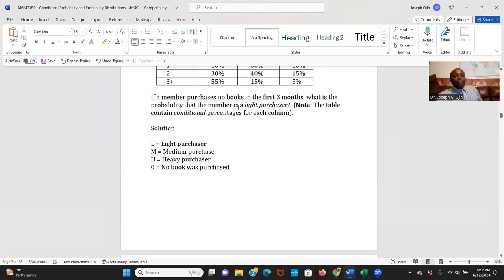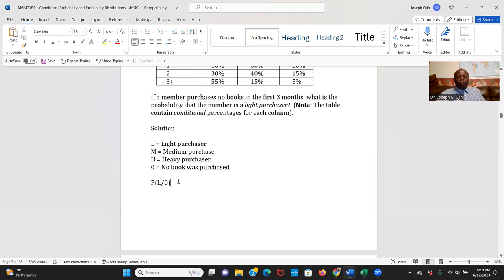Because it says, if a member purchases no book in the first 3 months, what is the probability that the member is a light purchaser? So what we're looking for here is the probability of the light purchaser, L, given that the member bought no book. The probability of light purchaser, given that they did not buy any book.